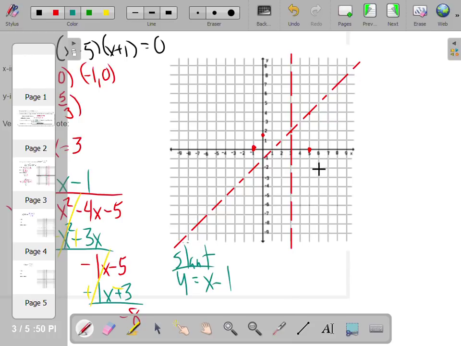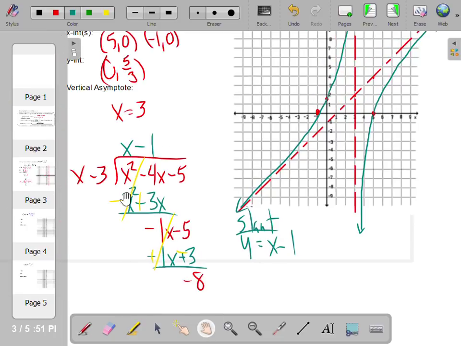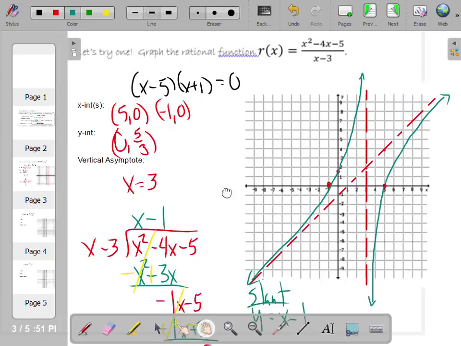Here, I can't cross this vertical asymptote, so I know the function has to do something like this. And I know its end behavior approaches the slant asymptote, so it's going to look something like this. Similarly over here, it has to go up, and it can't cross the vertical asymptote, and it has to go out, and it's going to approach the slant asymptote. So the function is actually a little bit easier to graph, but you have to put more work in here to find the slant asymptote.